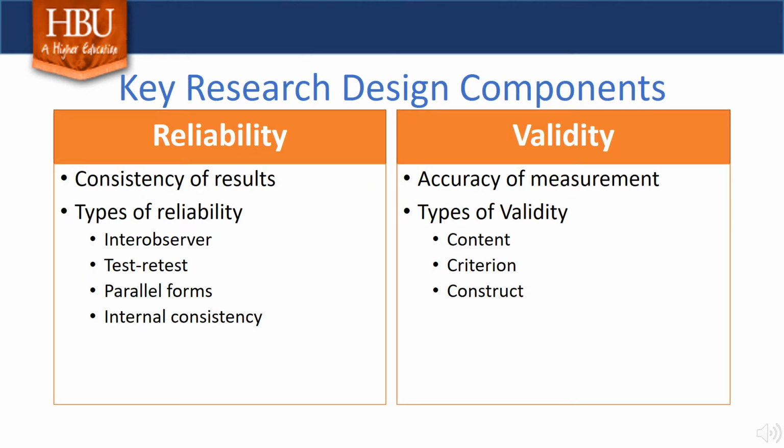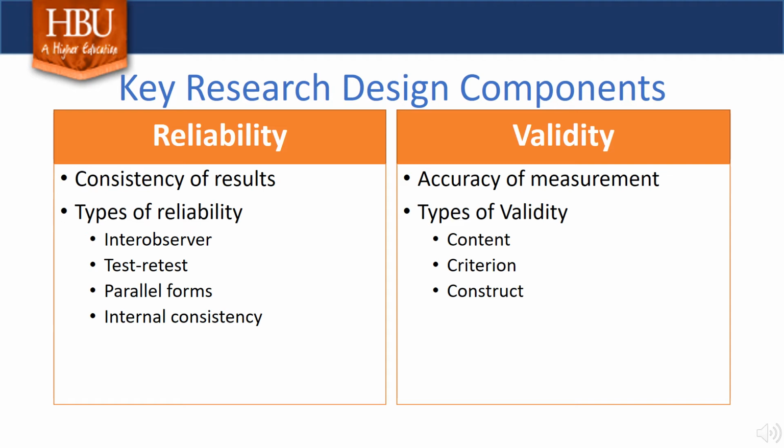Finally, we need to discuss some key research design components. These relate first to our research design in and of itself, as well as sampling. Reliability and validity are key research design components that add to the credibility of our research. Reliability is simply the consistency of our results or the repeatability of our results. Validity ensures that our results are accurate, or that the measurements that we are taking are accurate.